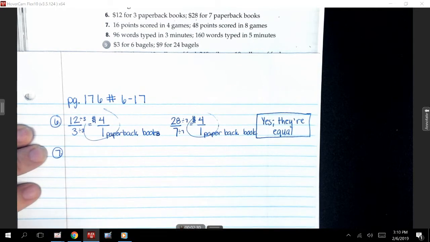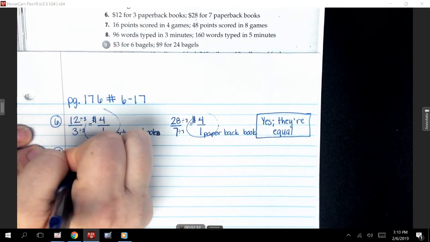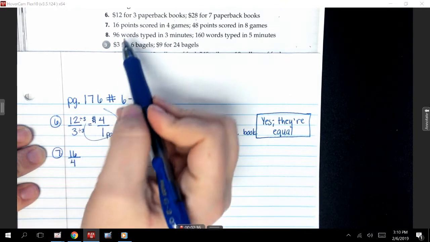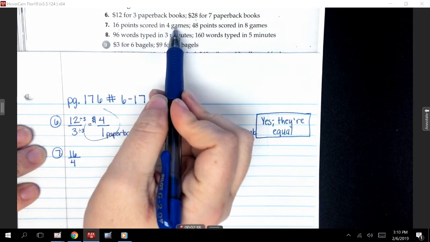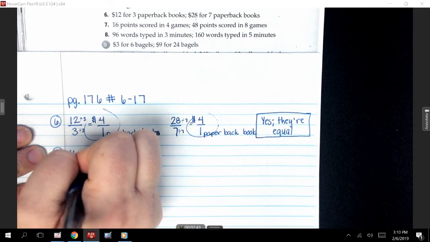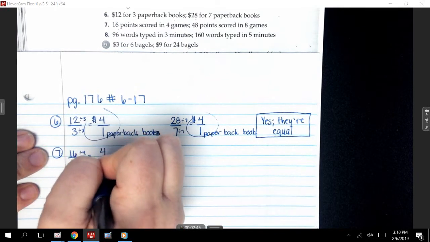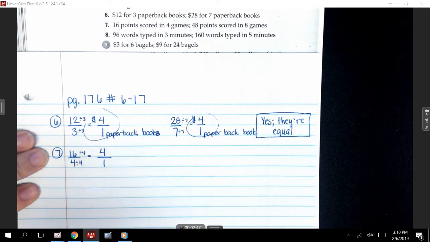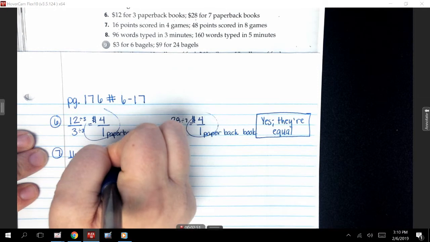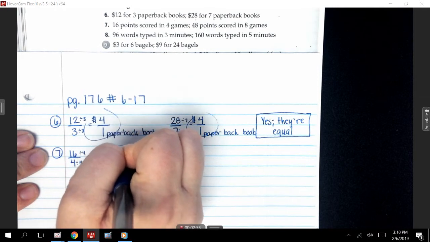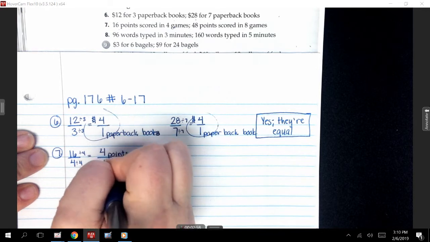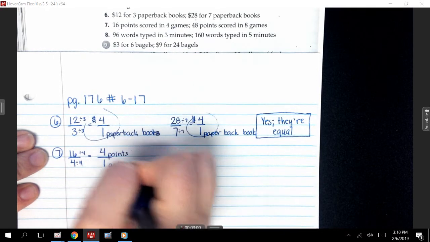So for number 7, I have 16 points on top and 4 on the bottom. We're just leaving it in the order it shows up in. All right, and then I'm going to divide. My bottom number is 4, so I'm dividing by 4. So when I divide, I get 4 on the top and 1 on the bottom. Again, we've got to make sure we put in what it's talking about. So my top number is points, and my bottom number is games. So 4 points, 1 game.